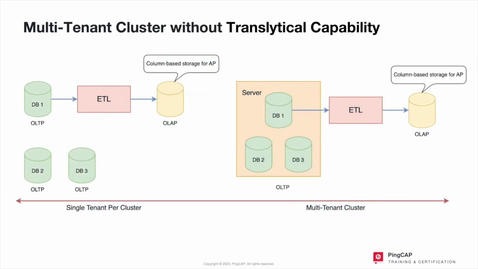As I mentioned previously, Forrester Research made up the term translytical to describe a new generation of data platforms that combined transactional and analytical processing capabilities within a single environment. So let's discuss multi-tenant clusters that do not possess translytical capability. That is, do not possess this ability.